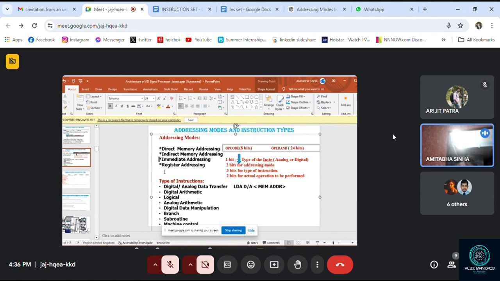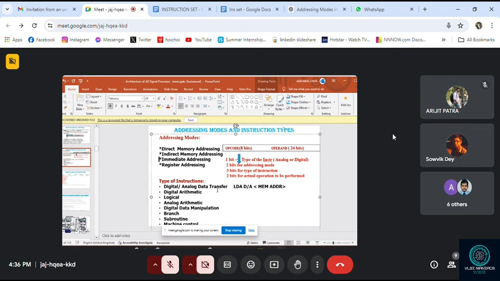Now, the types of instructions. One is digital data transfer. Data transfer could be from register to memory, memory to register, or register to register. Memory to memory instructions are not there. If data is required to be transferred from one set of memory locations to another, it should be done through registers. First take the data from memory to register, and then shift it from register to another location. Understood?